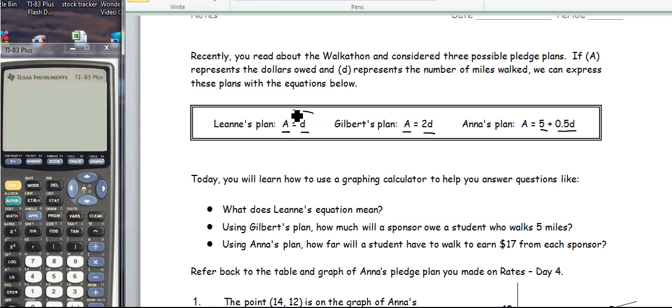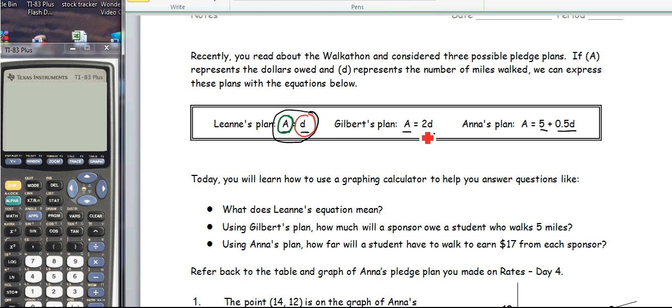Now on something like Leanne's plan, it's difficult really to tell what the independent and dependent variable is, except I will tell you that in general, and there are exceptions, your dependent variable is going to be on the left side. So the dependent variable is A, the independent variable is D. A stands for the money raised, and D stands for the number of miles walked.